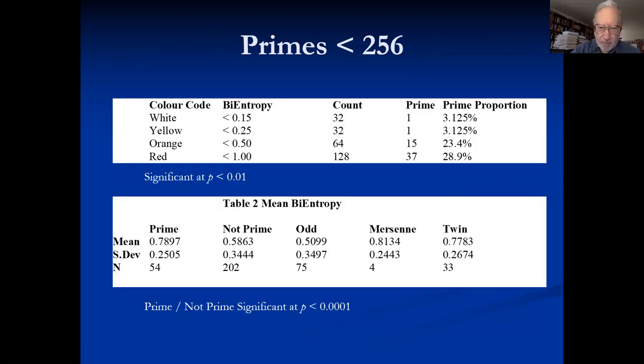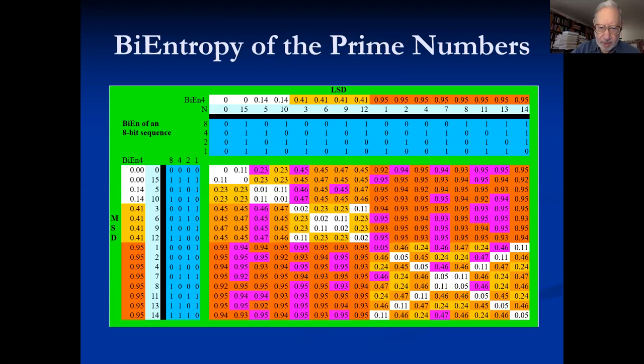You mean when you talk about prime numbers that you're representing, you're talking about which binary strings represent a prime number as in binary? I'm looking at the bi-entropy of the prime numbers less than 256.